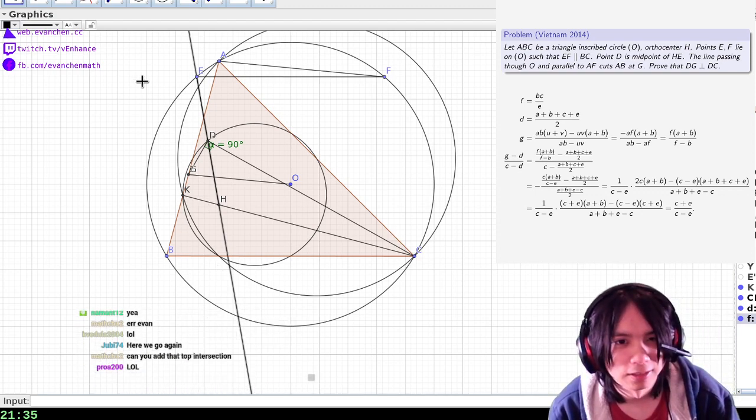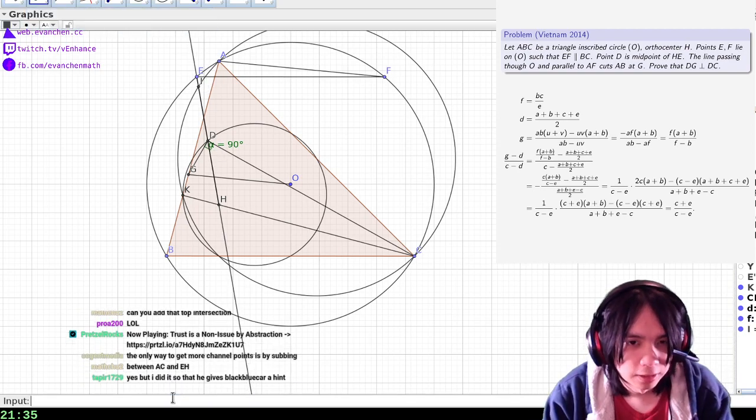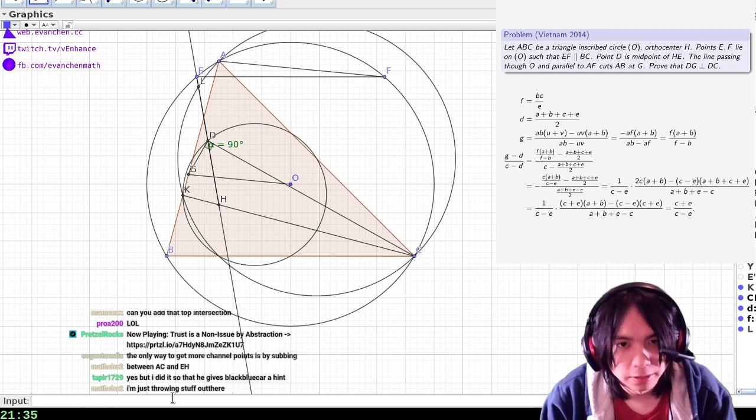Can you add that top intersection? You want the top intersection? Alright. This guy. Probably shouldn't call it I. Let's call it L or something.